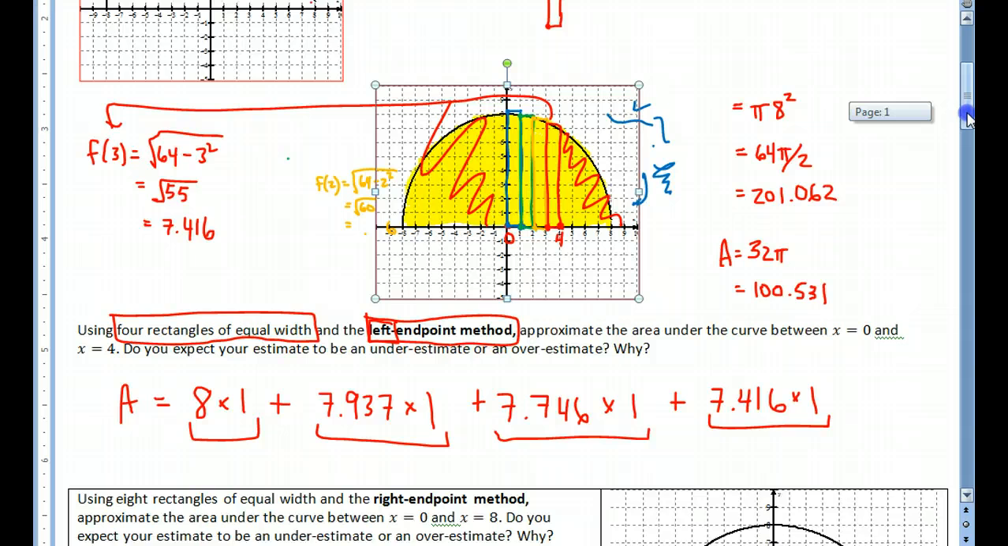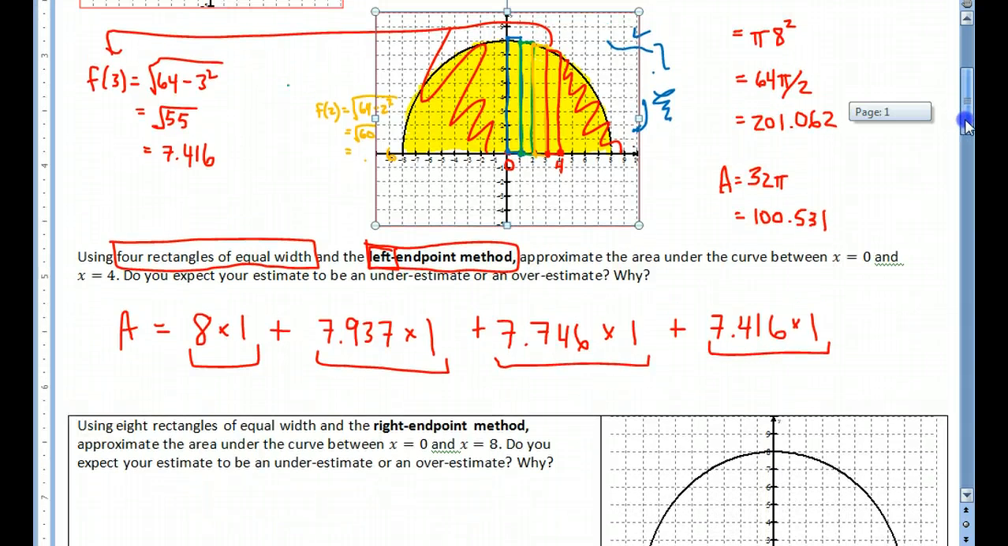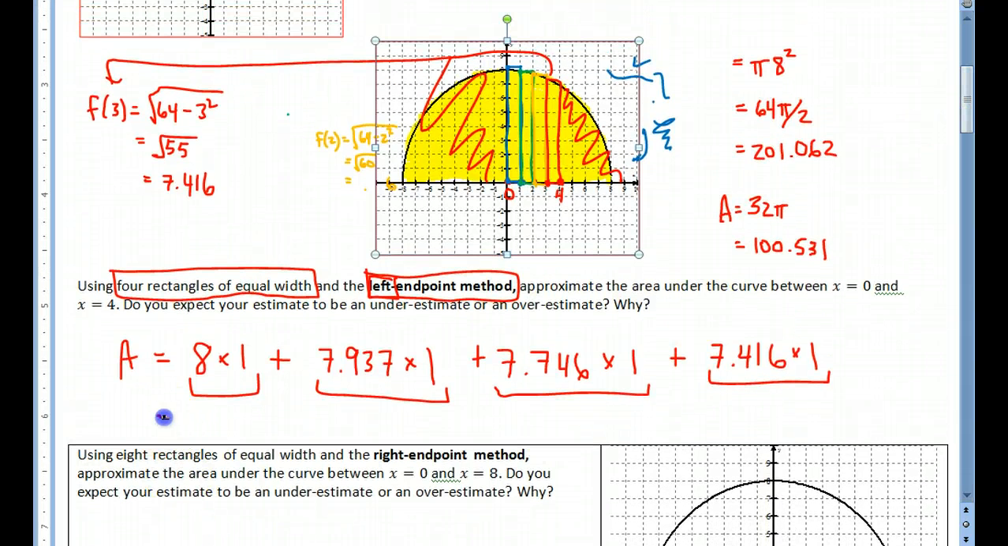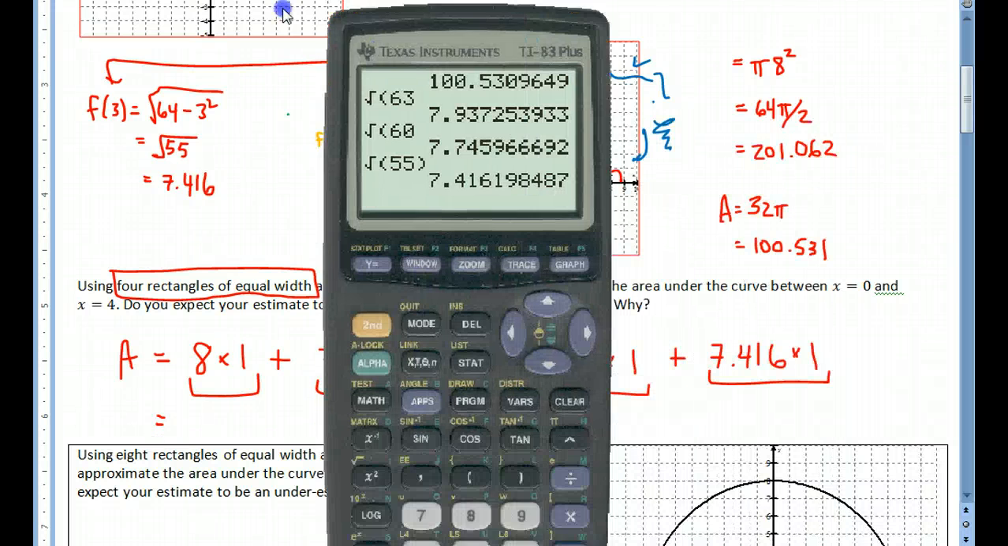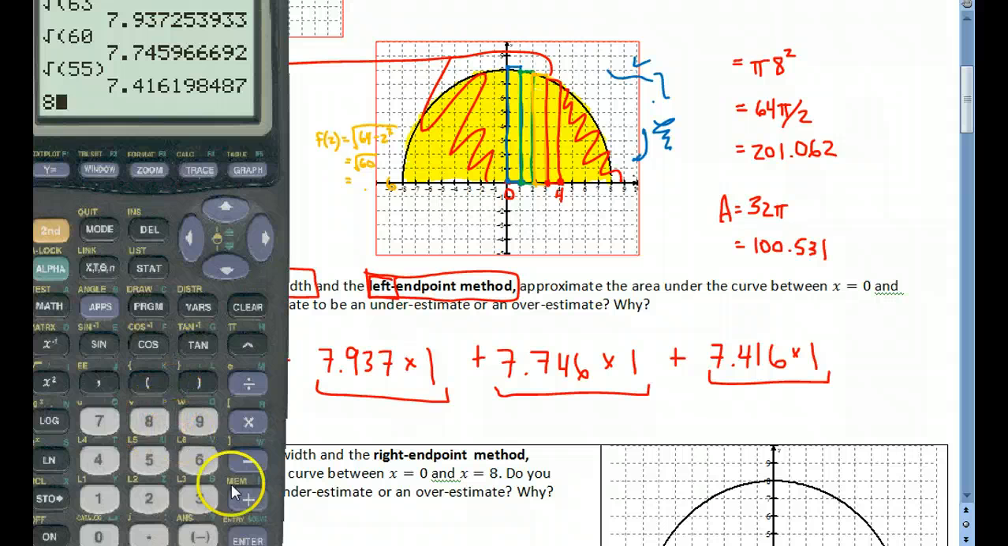So what do you think that equals? It's not huge. 8 plus 7.937, plus 7.74. That's around 28 or 29. Little squiggly lines.